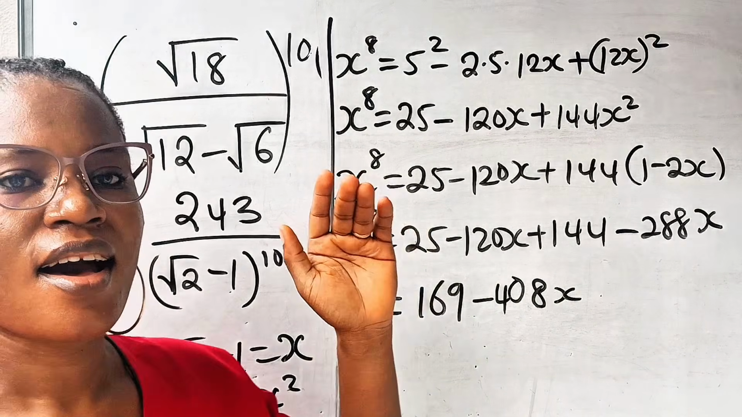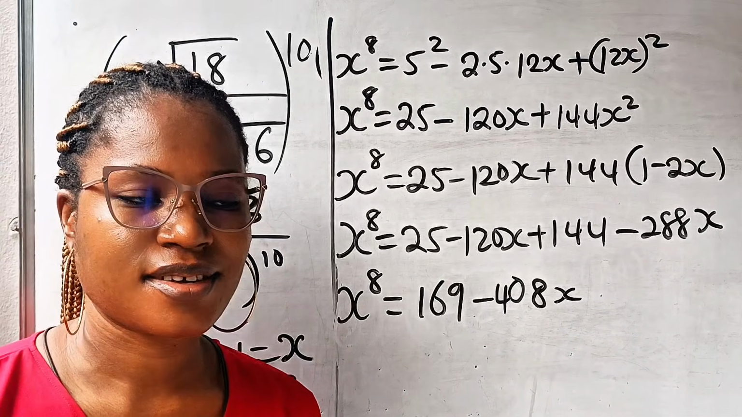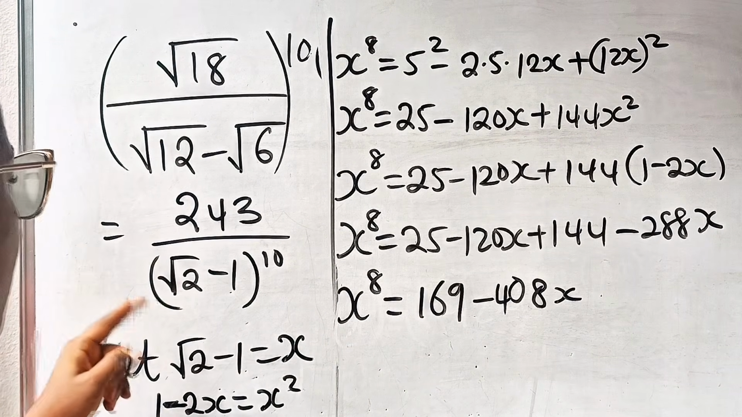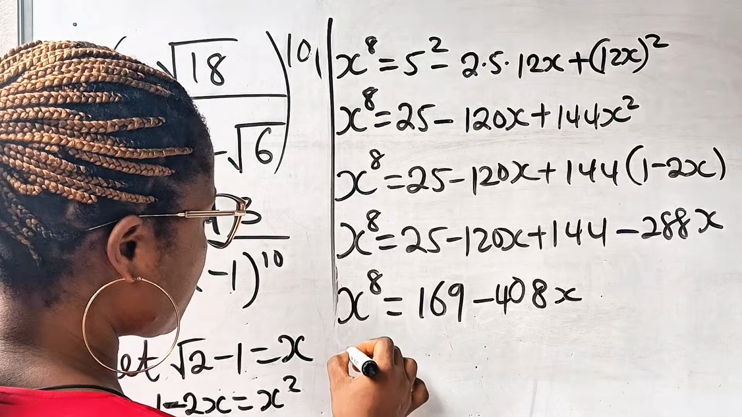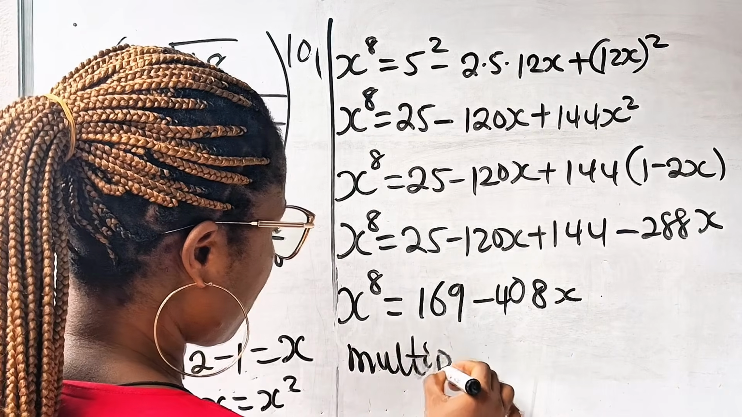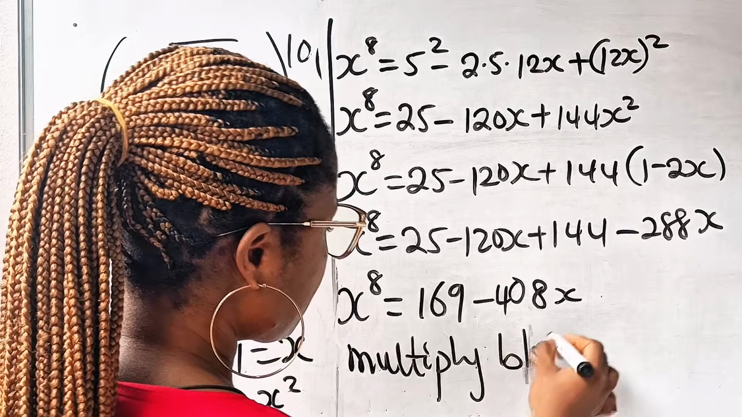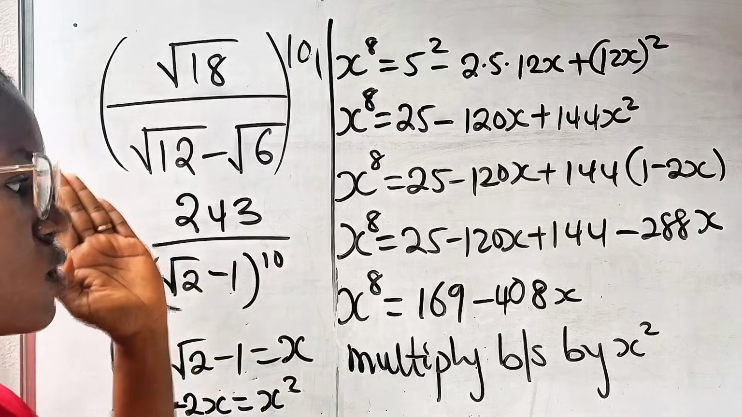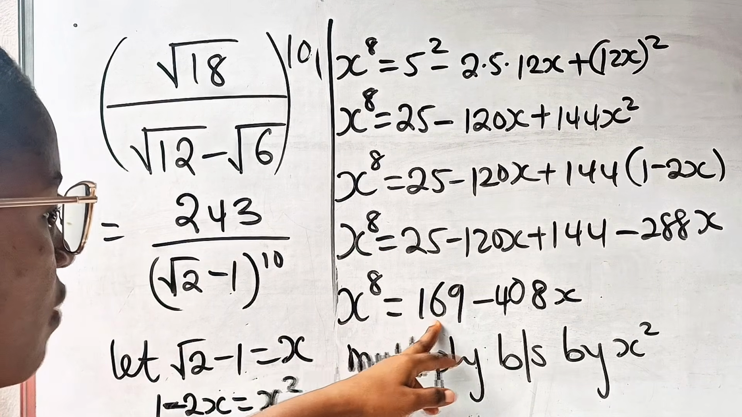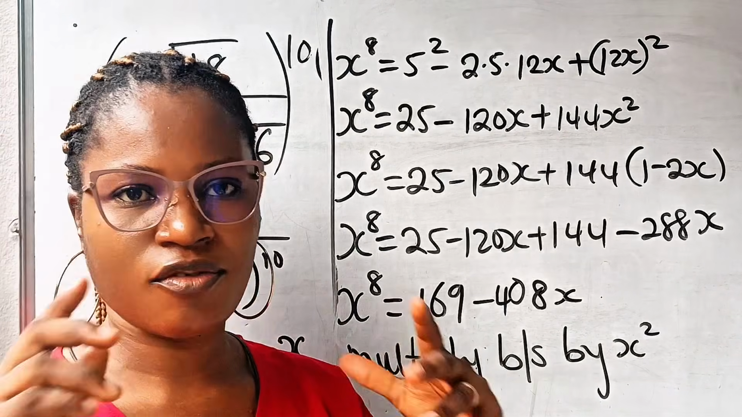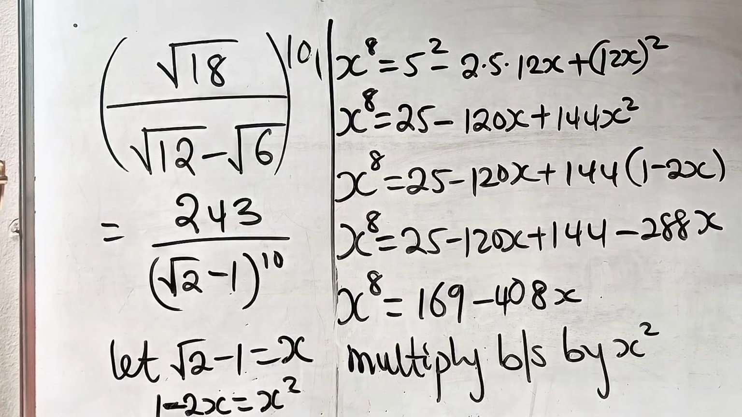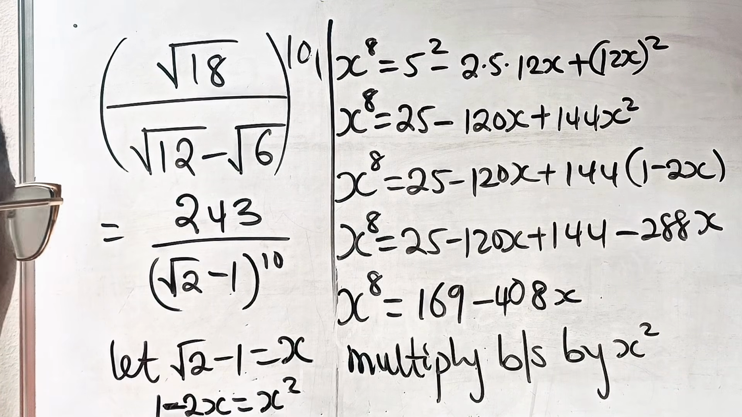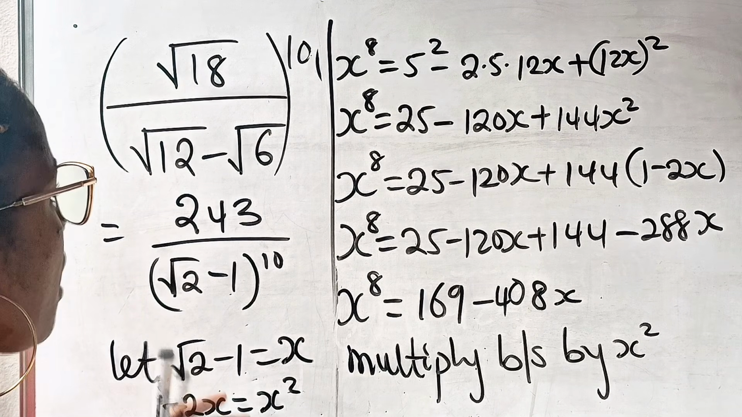So now we have x to the power of 8. We need x to the power of 10. Remember, we need x to the power of 10. So we need to multiply both sides. This time I want to multiply both sides by x squared. I'm multiplying this time, not squaring both sides, because I have large numbers here. Squaring it is going to give me hard time. So I'm multiplying both sides by x to the power of 2, which will give me the same thing.